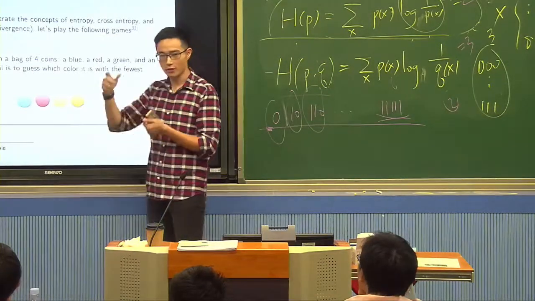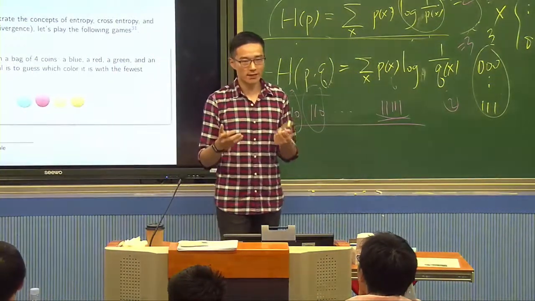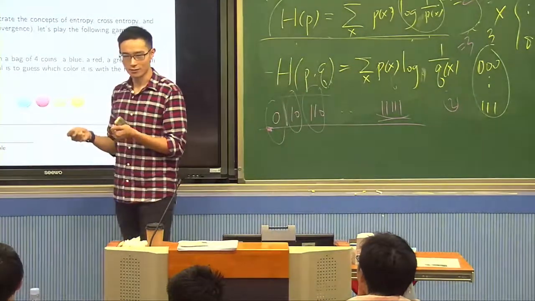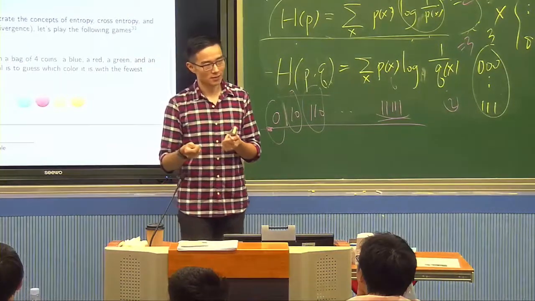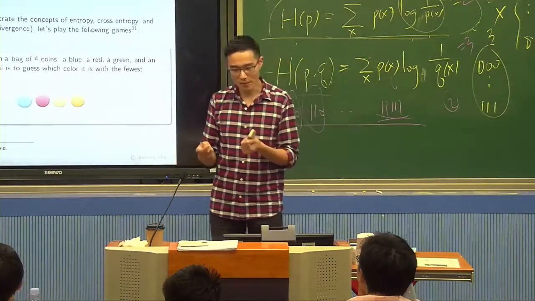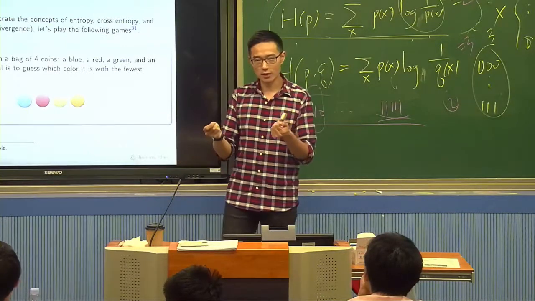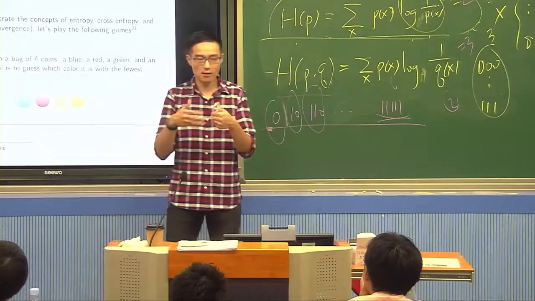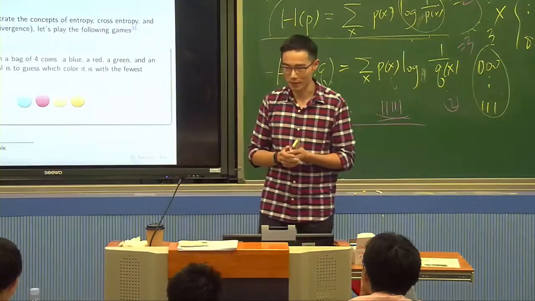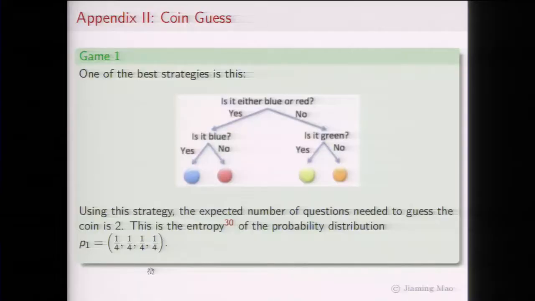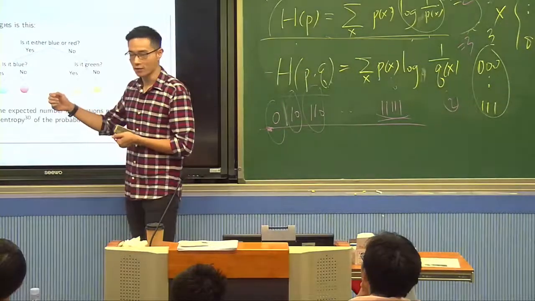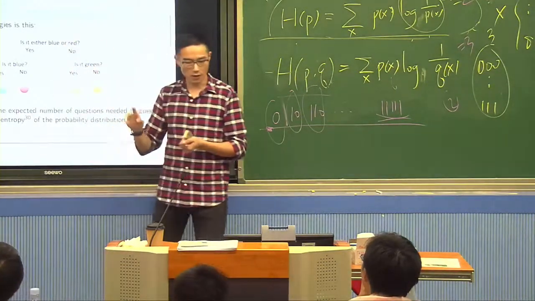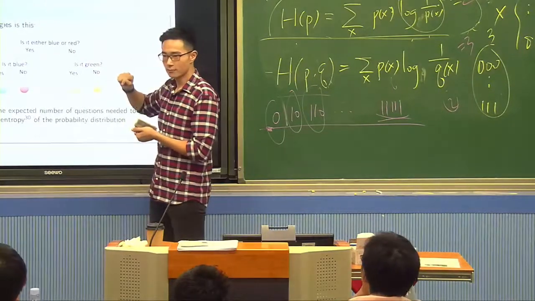I want you to guess which color the coin is. My question to you is, what is your best strategy to guess the color of the coin? By best strategy, I mean, can you design a strategy so that you ask the fewest questions? The fewer questions you ask, the better. What do you do? A very easy one to think about is a simple strategy. We have 4 colors. You first ask, is it blue or red?